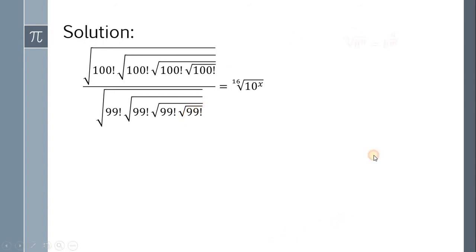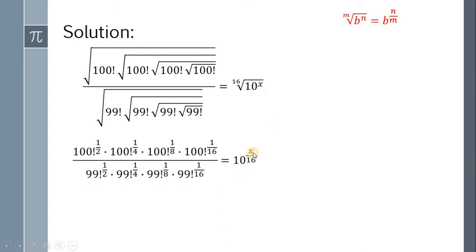Now, for the right-hand side, if we have the mth root of b raised to n, this is equal to b raised to n over m. Therefore, the right-hand side becomes 10 raised to x over 16. And the left-hand side looks like this.